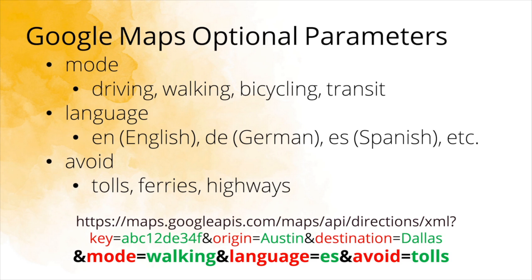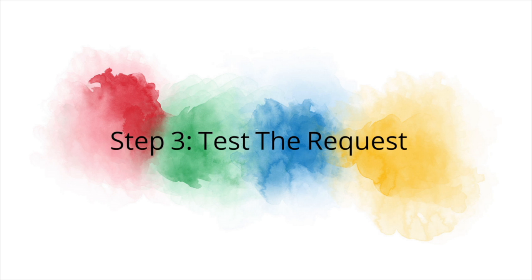And you're saying the mode equals walking, the language equals ES, in this case it's Spanish, and avoid equals tolls. You can say avoid equals tolls, comma highways, and it's kind of plain English. It's not as scary as it first sounded in the very beginning. So the next step is testing the request.